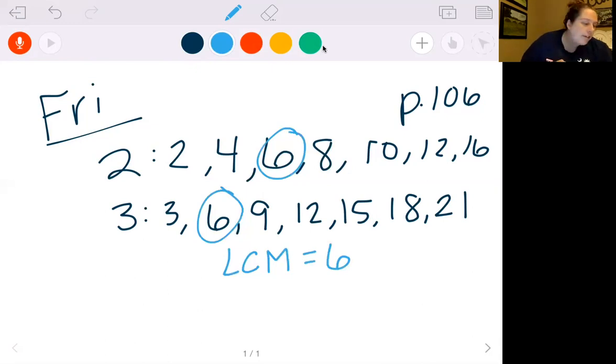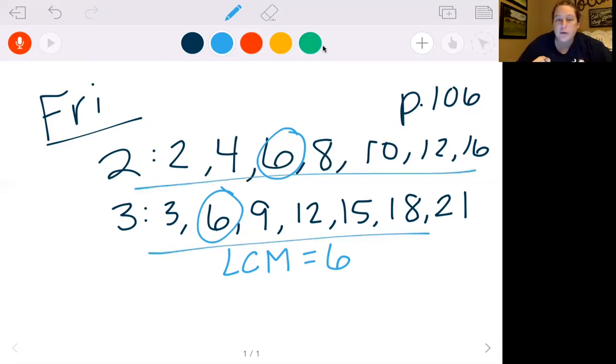So if you look back into that little box at the top of 106, it says you can find the least common multiples of 2, 3, and 4. So we can do the same thing. What you're going to do is list out all the multiples and then just find which is the smallest one they share. It's almost like the opposite of the GCF.